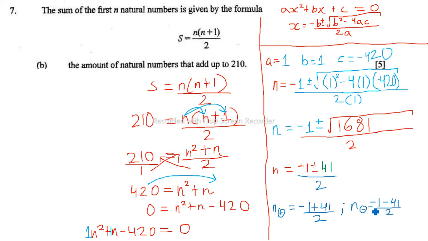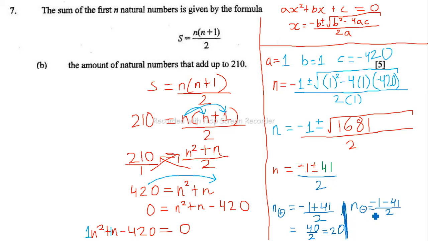All right, so let's do the plus. What is -1 plus 41? 40. 40 divided by 2. What is 40 divided by 2? 20. Good. So the first answer we get is 20. That's for the positive one.